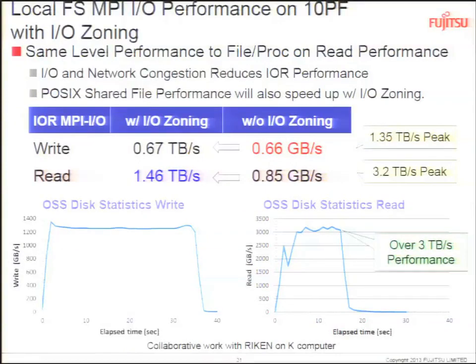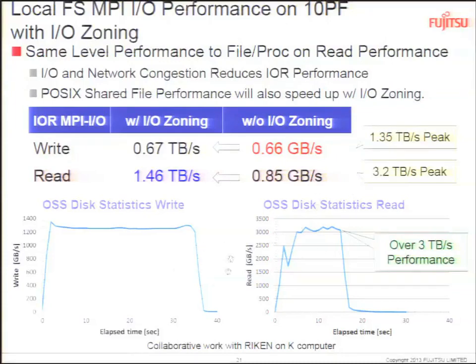Next, we evaluate the local file system performance with I/O zoning. Here's the result. The write case is the same. However, in the read case, without I/O zoning it is 0.85 terabytes per second, and with it up to 1.4 terabytes per second. So read performance is limited by such kinds of network congestion and storage congestion.